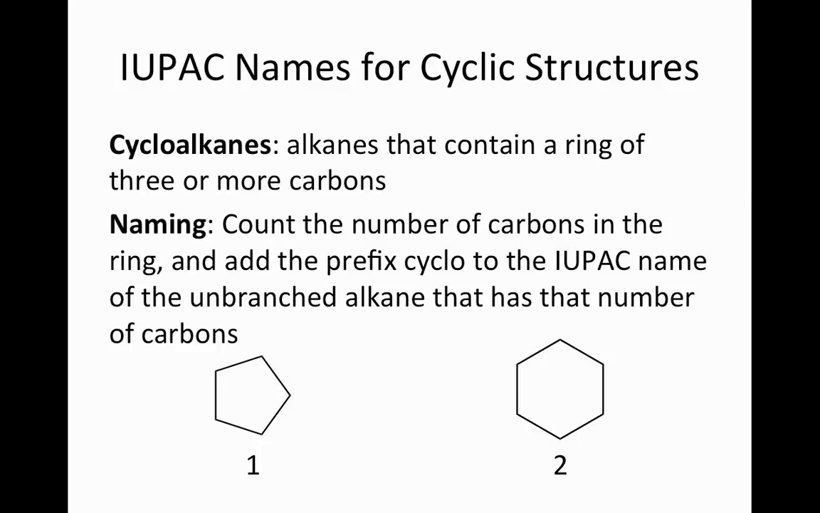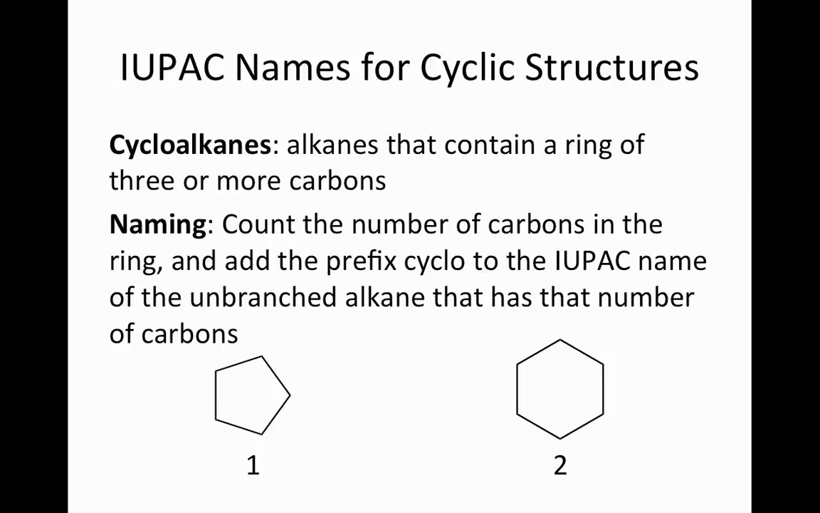Cycloalkanes are any alkanes that contain a ring of 3 or more carbons. Cycloalkanes must have at least 3 carbons in them to form a ring. Any less than 3 and there aren't enough carbons to make a ring. Okay. To name cycloalkanes, you simply count the number of carbons in the ring, add the prefix cyclo to the IUPAC name of the unbranched alkane that has that same number of carbons.